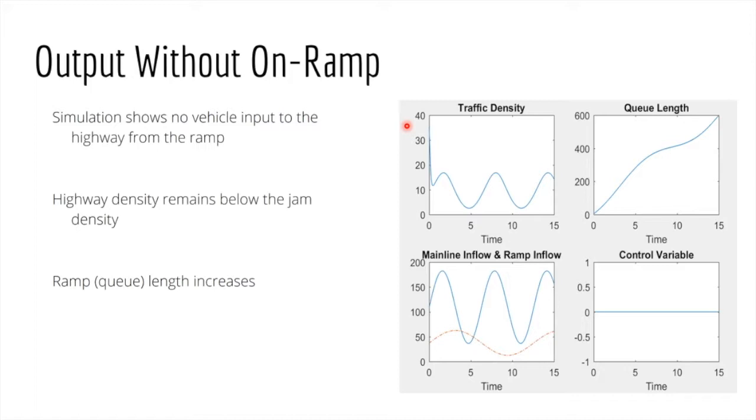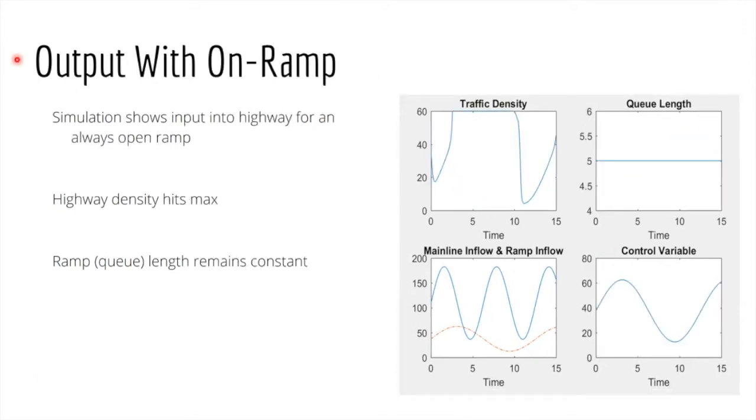But due to no vehicle input from the ramp, the queue length, or the amount of cars on the ramp, will keep increasing to an unstable amount as shown in the upper right corner. The mainline and ramp inflow will continue to remain constant, for there is nothing stopping the inflow of both. The control variable of the mainline, or the speed, always remains constant due to there being no input from the ramp.